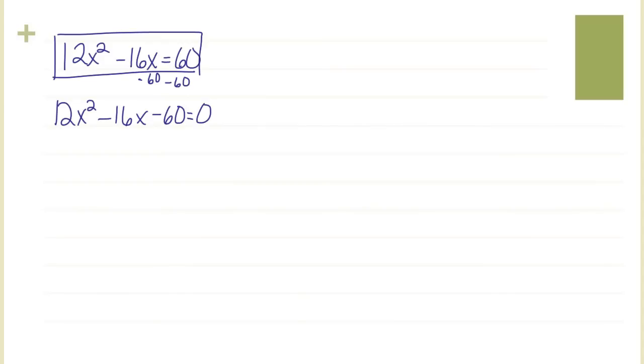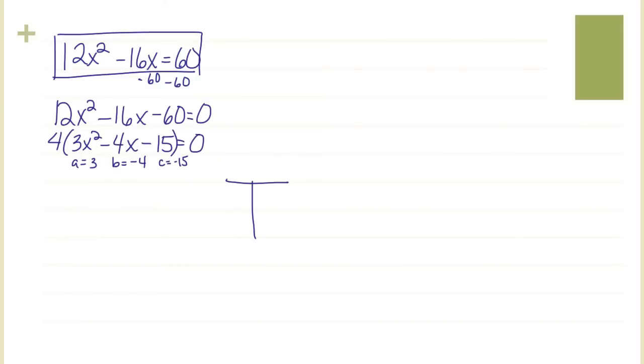Those are mighty big numbers. Looks like I can factor a 4 out. If I factor a 4 out, I have 3x squared minus 4x minus 15 equals 0. That's much easier to deal with. Now I'm dealing with 3 and -4, whoops, and -15. So I'm looking for things that multiply and give me -45 and add to -4. So we have 1 and 45, 3 and 15, 5 and 9, and that's what it's going to be.